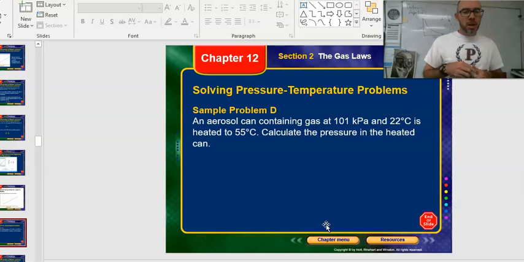So briefly here again, we've got a problem because we've got degrees Celsius. We can't have that. We have to have an absolute temperature scale, so we need kelvins. We've got an initial pressure of 101 kilopascals, which is standard atmospheric pressure. And then 22 degrees Celsius is kind of room temperature-ish. And we go up to 55 Celsius, but both of these have to have 273 added to them so that they're on an absolute Kelvin scale.